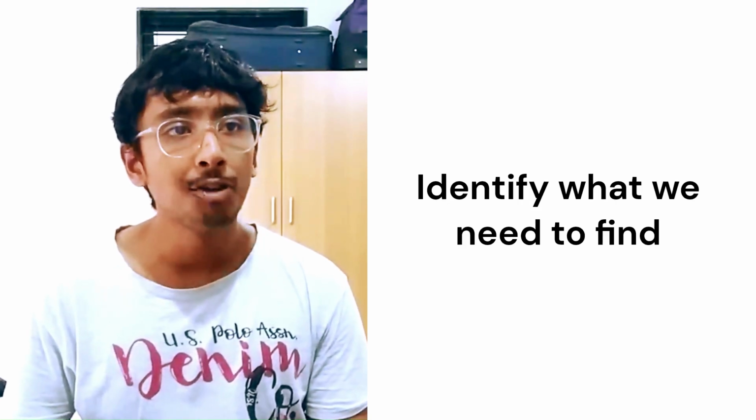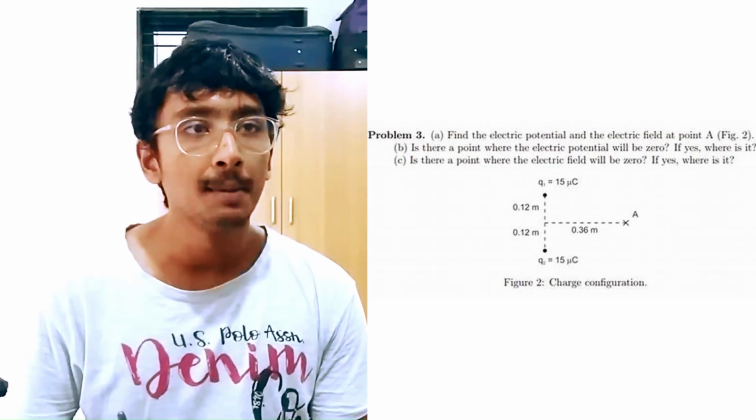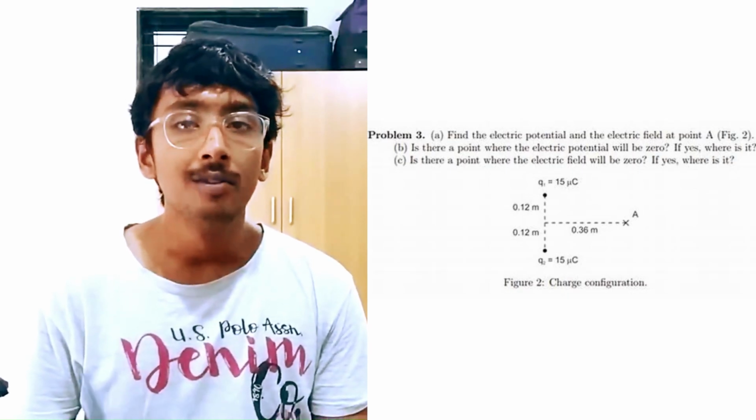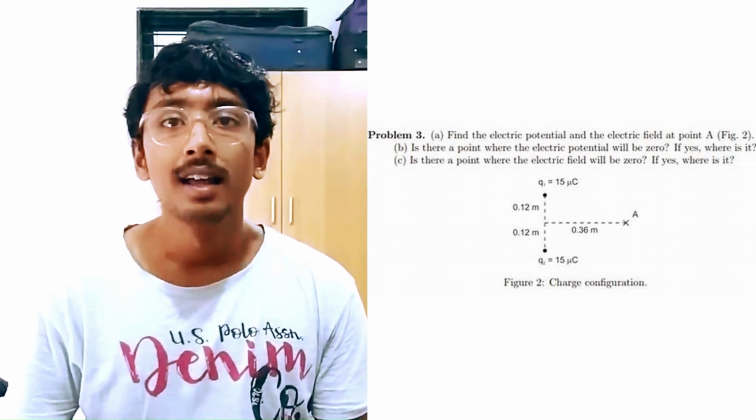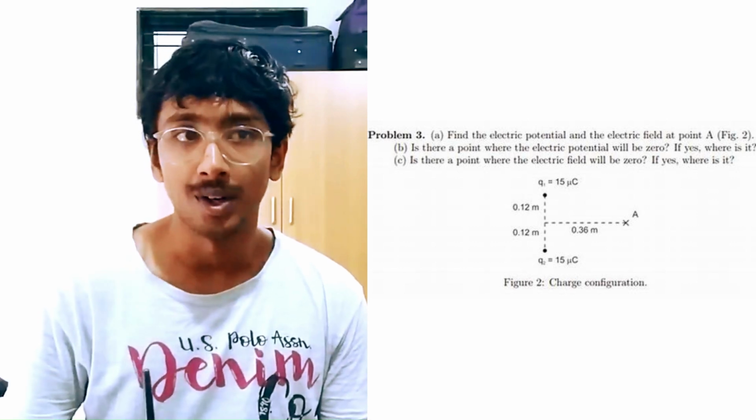Now identify what we need to find. Of course, we need to find the magnitude of the electric field and the potential at point A. We also need to find a point where the electric field and potential are 0. Note that down in short.